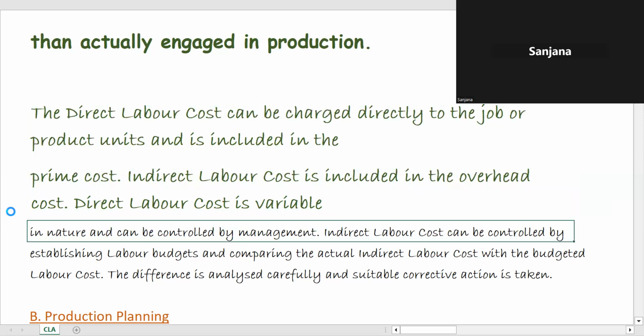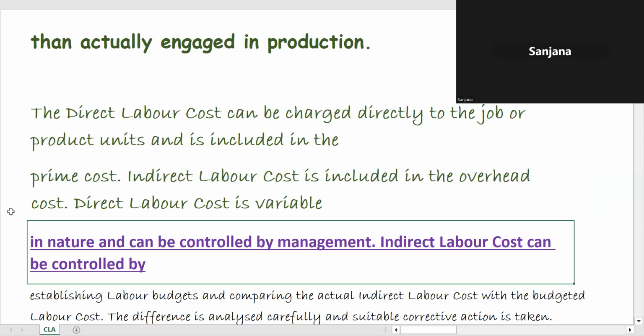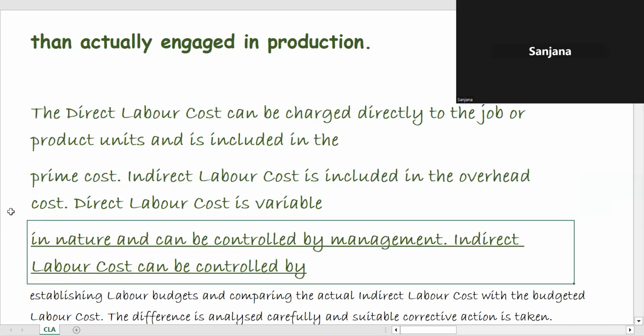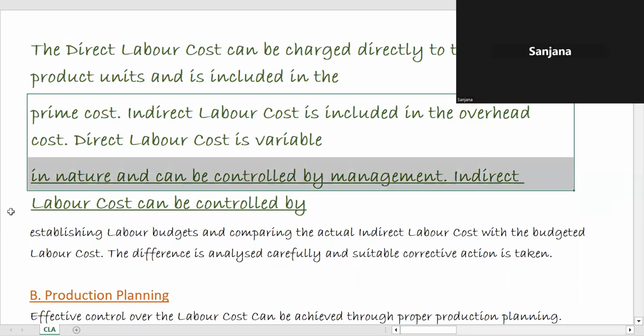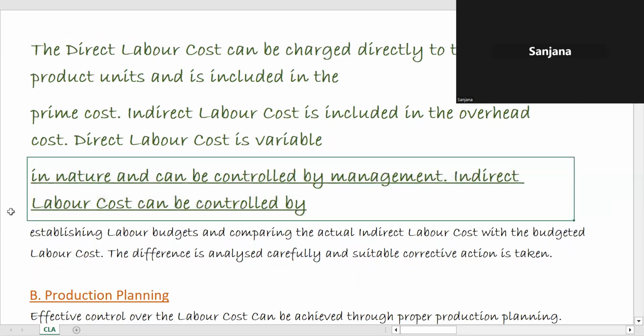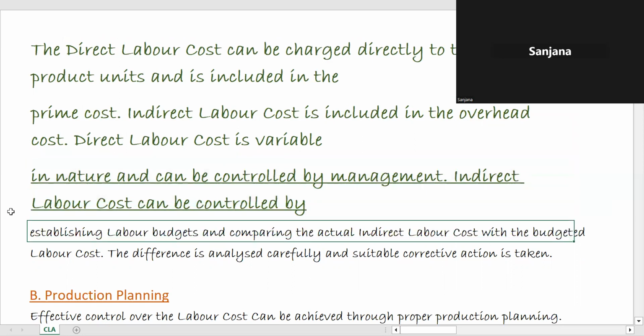Anything which is variable is controllable by management. Fine. So variable is controllable. What about the other indirect expenses which are not variable? To control that we use budgeting. You have one more chapter called budgeting and budgetary control, right? Because in indirect labor, actually there is no direct relationship.